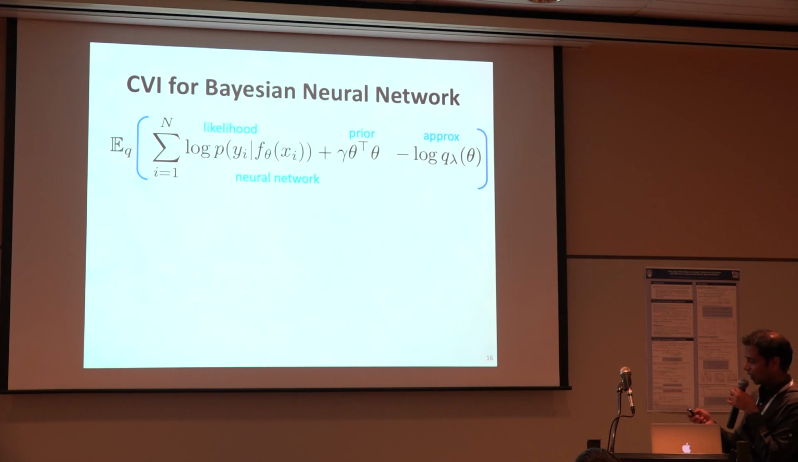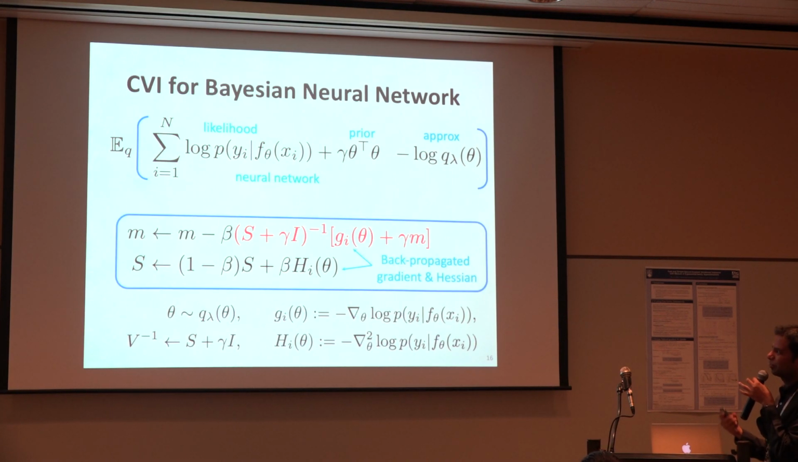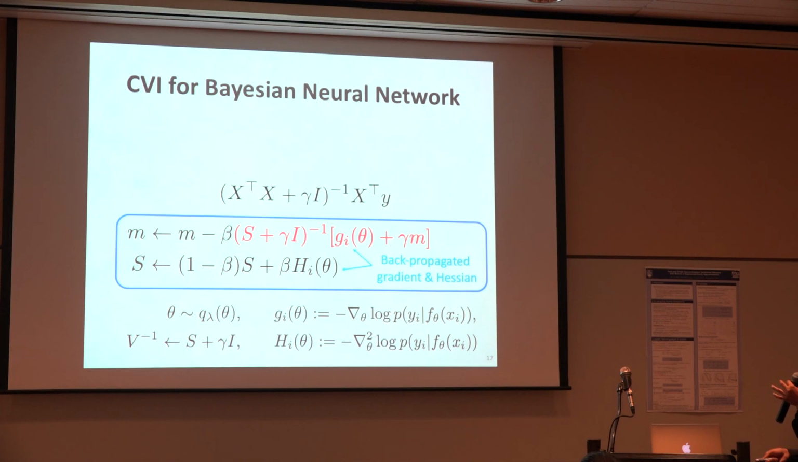Okay, so if you have something like this, you apply the CVI update, you compute the gradient with respect to the expectation parameter, and if you do that, you'll get something that looks very complicated. But if you compare this to the least squares solution, you see the similarity. The update of the mean basically has a solving of a system that looks pretty much like least squares, and the regularizer remains as it is.